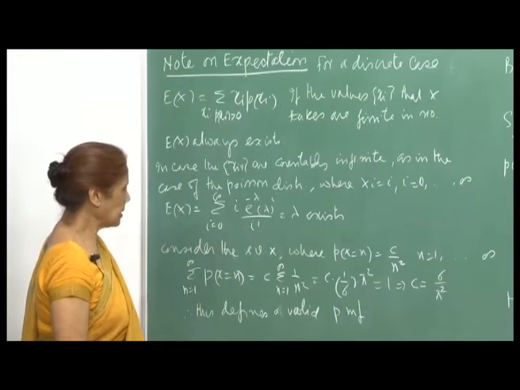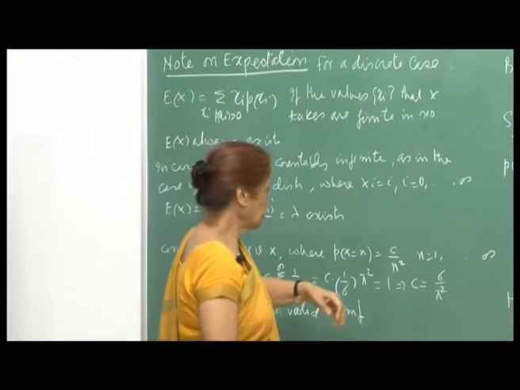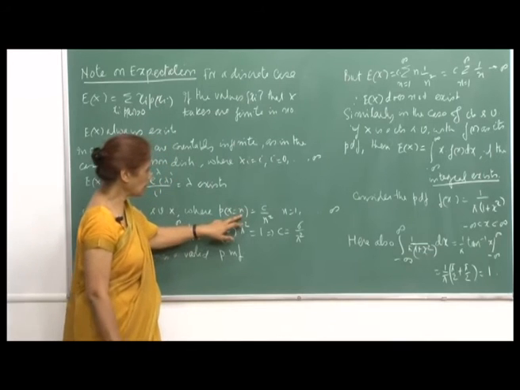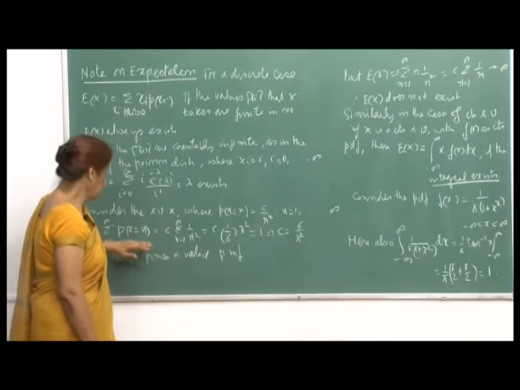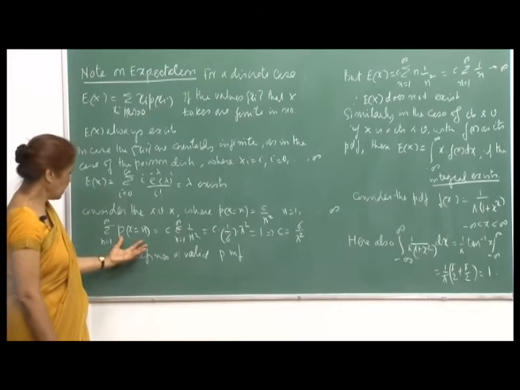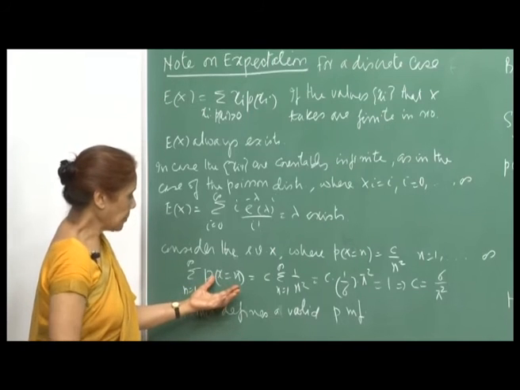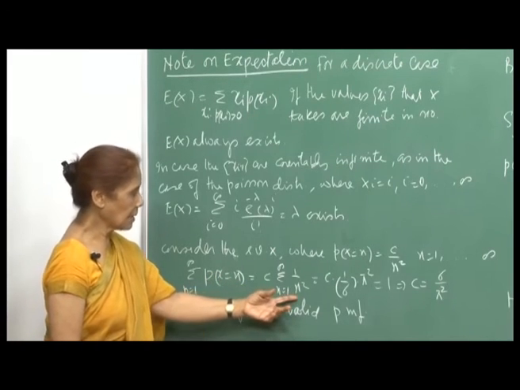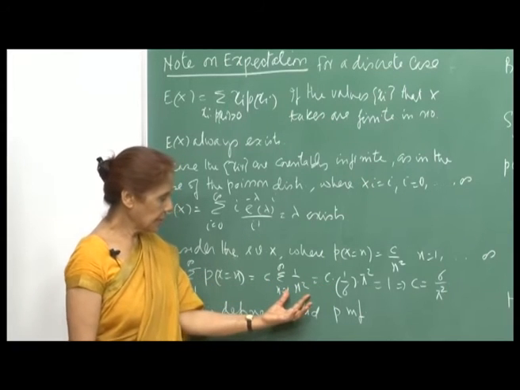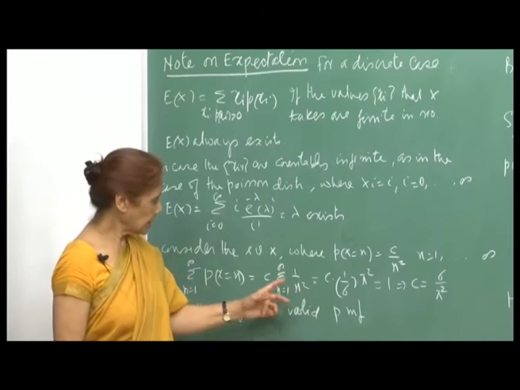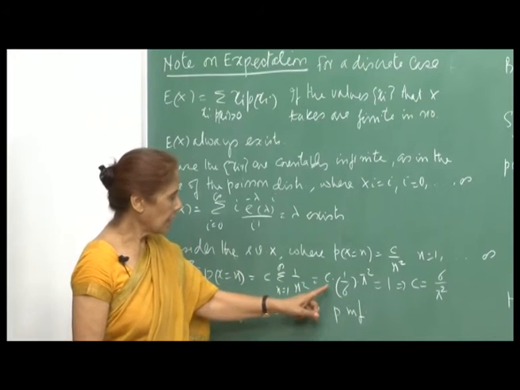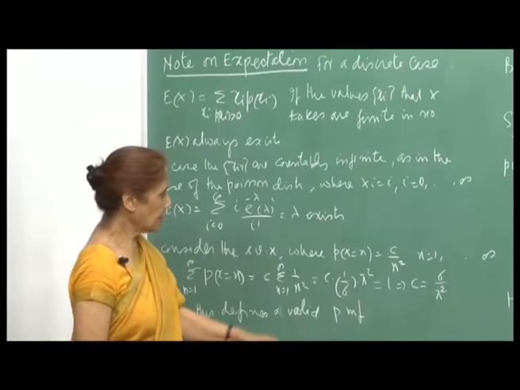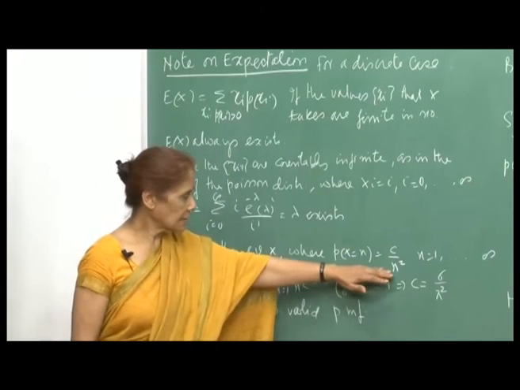So, now look at another random variable which takes countably infinite values. For example, take the probability of X equal to n as c upon n square. So, X takes the values 1 to infinity. Now, since you want this to be a valid PMF, the summation n from 1 to infinity of probability X equal to n should be 1. We know this series is convergent, and it is known that the sum of 1 upon n square from 1 to infinity is pi square by 6, and so your c must be 6 by pi square.